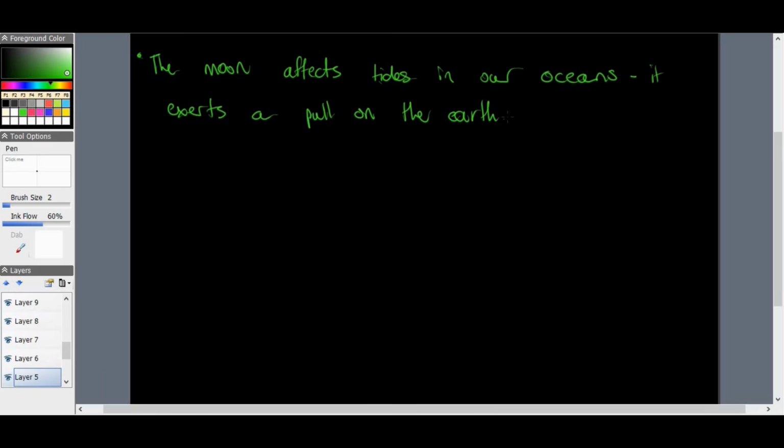It exerts a pull on the Earth, but not as strong as the Earth's pull on the moon. So the Earth puts a stronger pull on the moon, but the moon still puts a pull back, except it's not as strong. Obviously, Earth is a bigger planet.